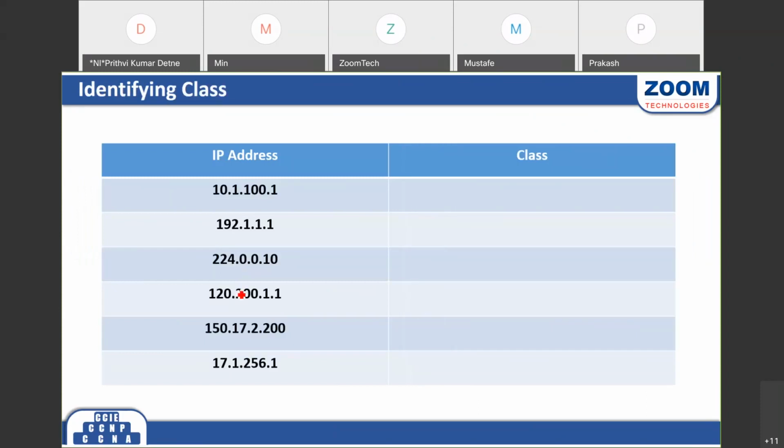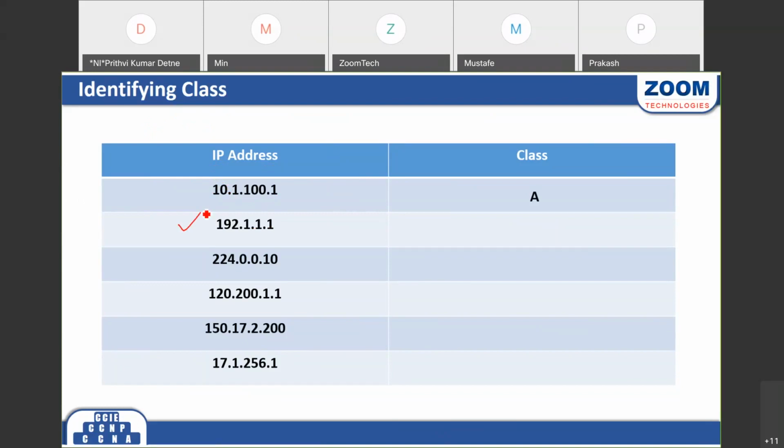So here I have a list of IP addresses. First one, 10.1.100.1. So these IPs belong to which class? Starting from 10, right? By seeing the first octet, 0 to 127 IPs belong to what? Class A, right? So first one is a Class A IP address.